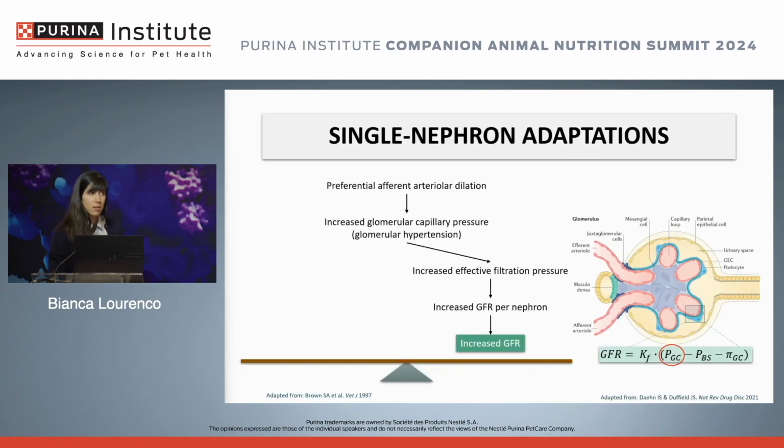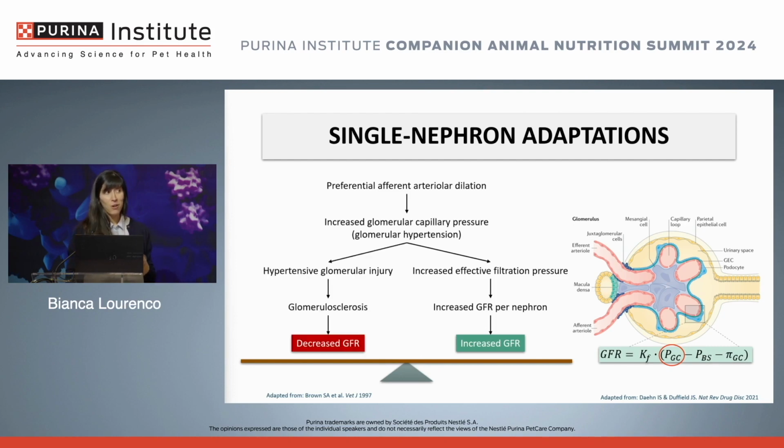So when we look at these single nephron adaptations and try to think about the pros and cons of that, if we look at the functional ones, we have preferential afferent arteriolar dilation with a consequent increase in intraglomerular pressure, which is really helpful in the acute setting because it's going to lead to an increase in that effective filtration pressure, right? So increasing GFR. However, that also leads to hypertensive glomerular injury and then the development of glomerulosclerosis. So while it is helpful in the short term, in the long term it's unhelpful because you'll end up losing nephrons and consequently glomerular filtration rate.